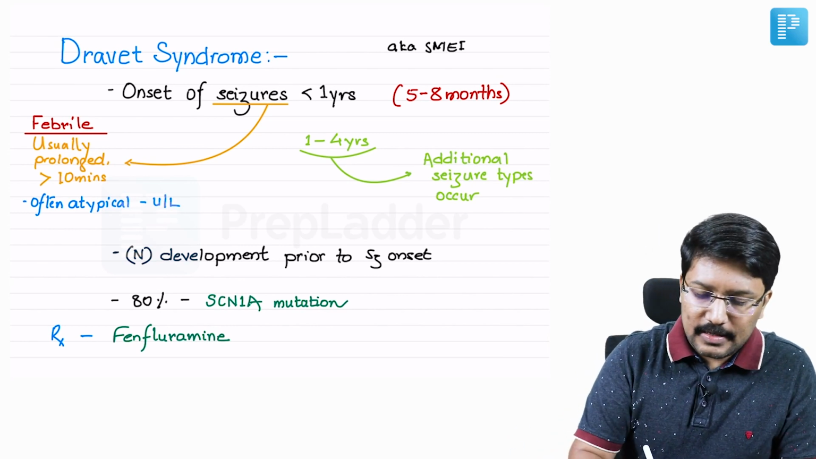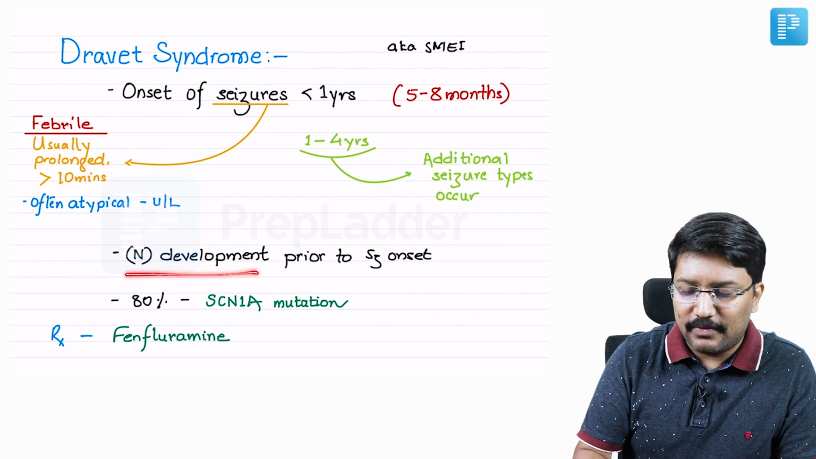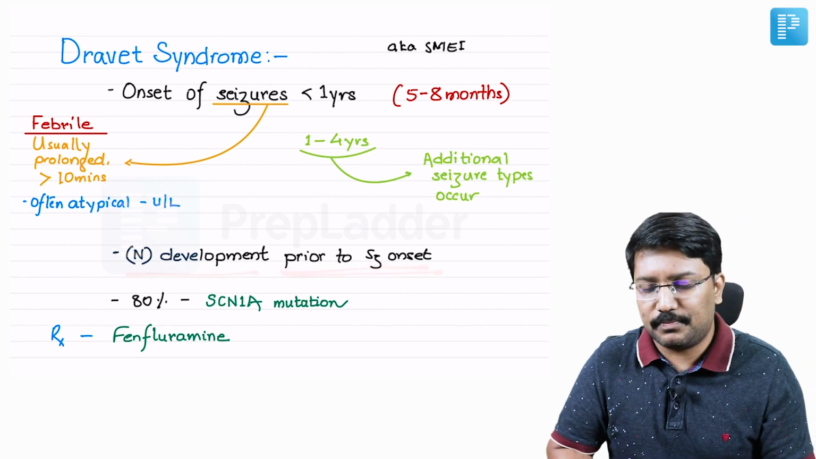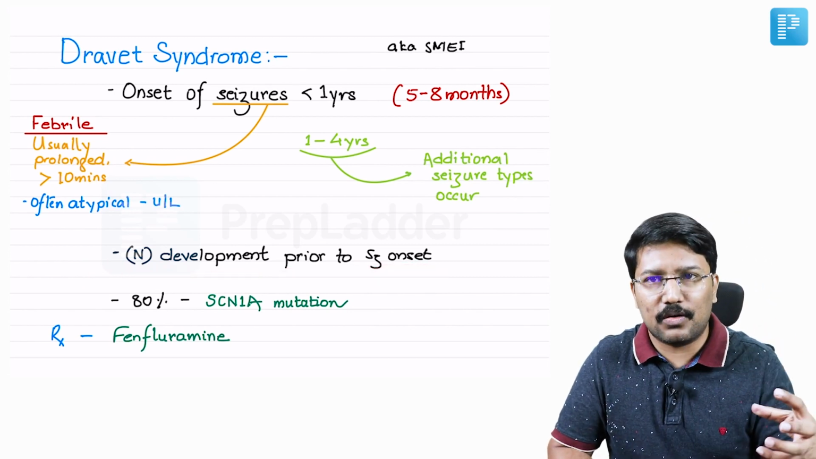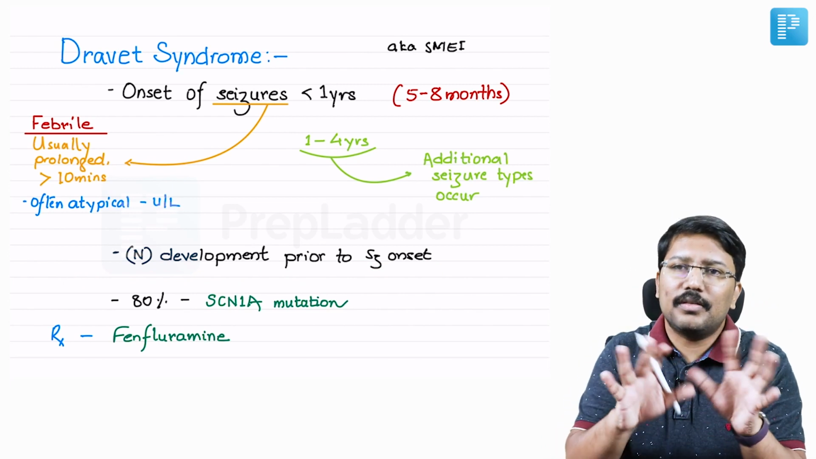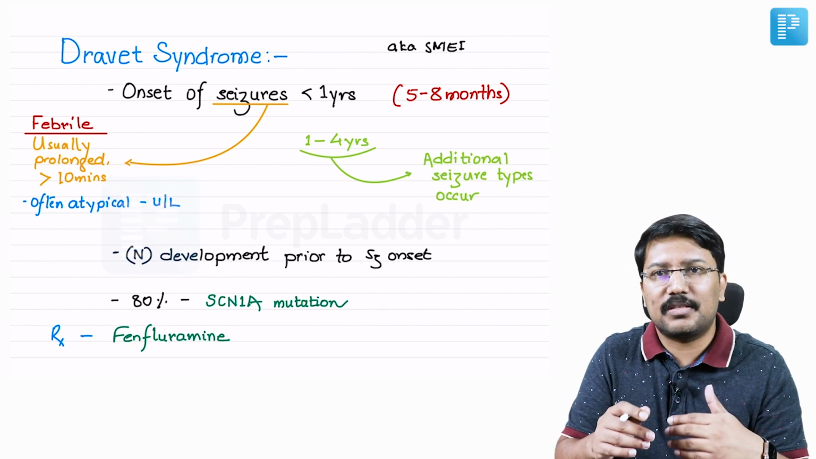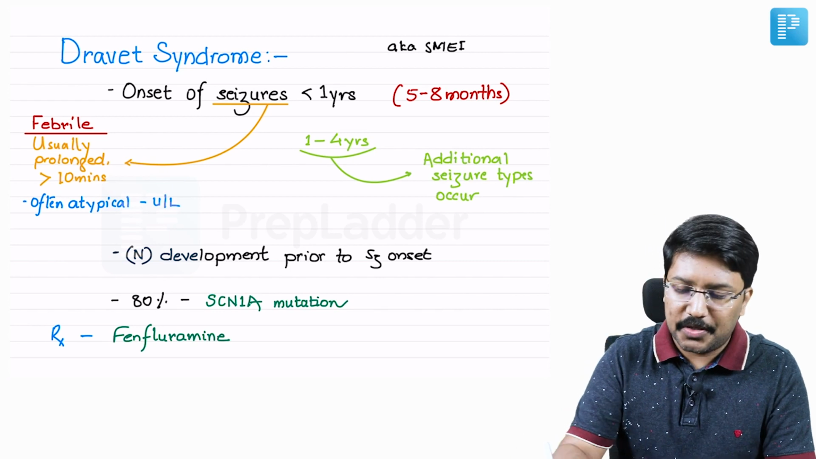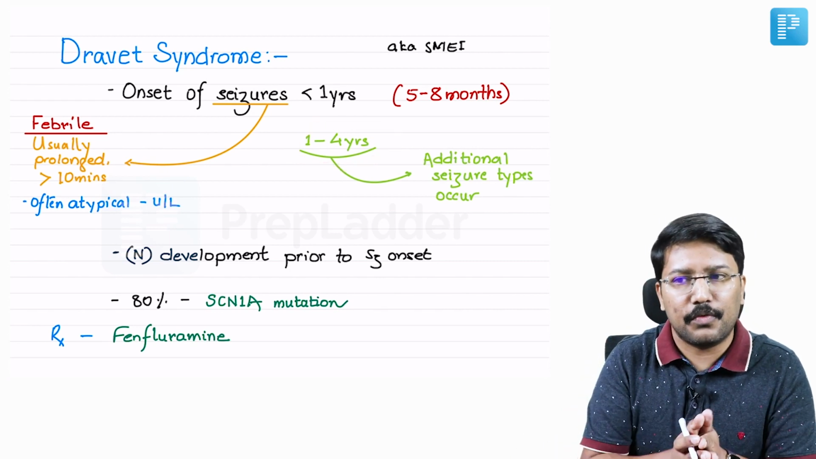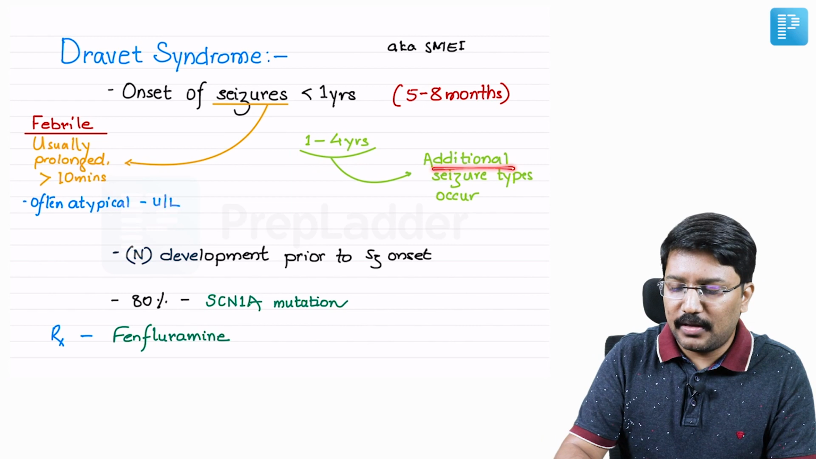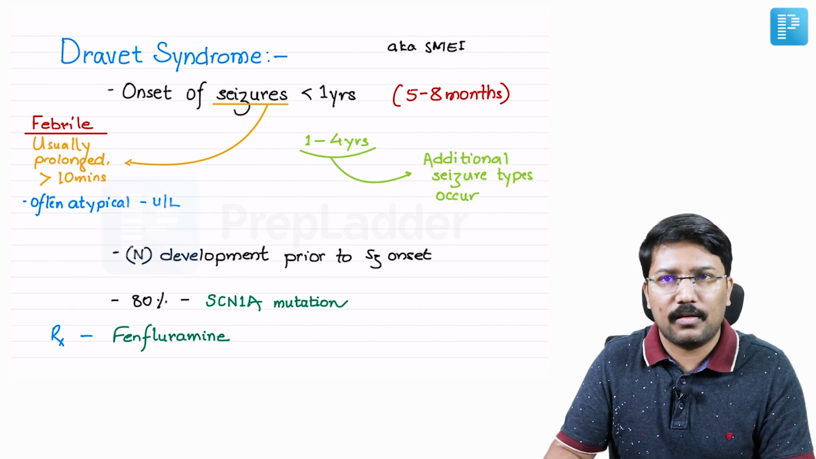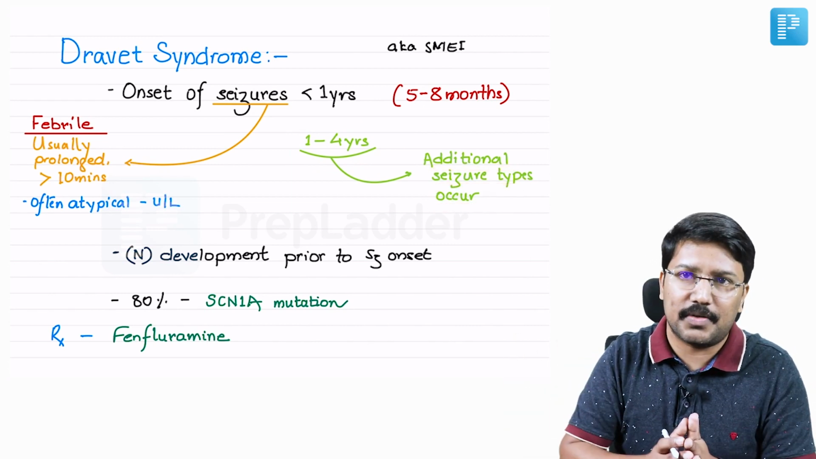Okay. In this case also, in Dravet syndrome also, there is normal development prior to seizure onset. So before the seizure onset, the development is normal. So somewhere in 5th to 8th month time, patients start developing febrile seizures, and after patient has completed 1 year, right, so between the age of 1 to 4 years, patients start developing additional seizure types. Okay, so various other seizure types they start manifesting with.